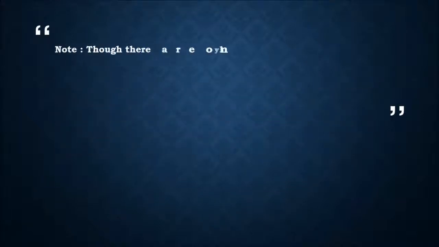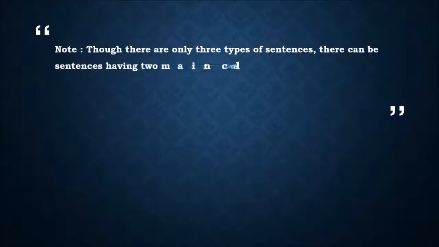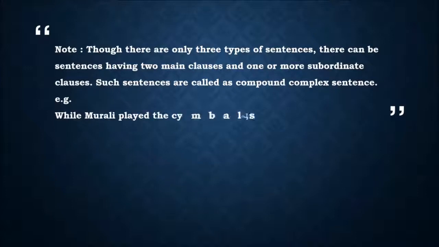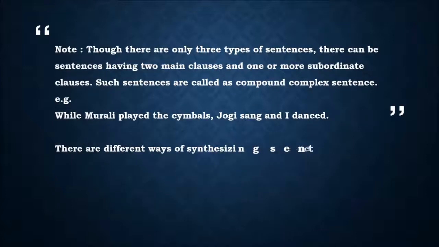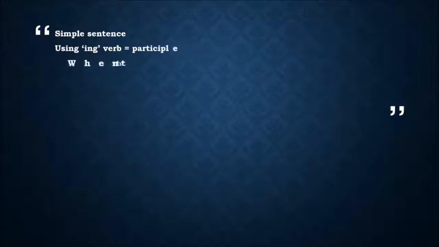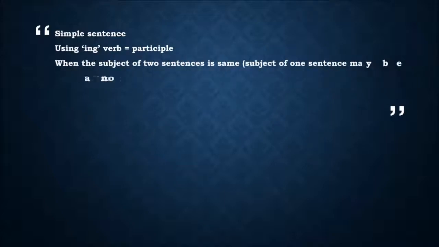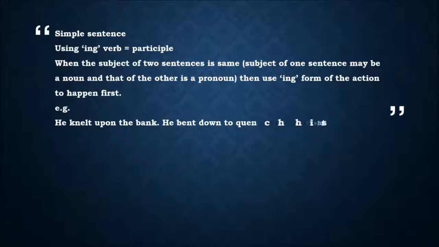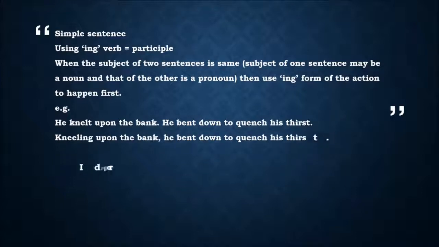Note: though there are only three types of sentences, there can be sentences having two main clauses and one or more subordinate clauses. Such sentences are called compound complex sentences. E.g. While Murali played the cymbals, Chigi sang and I danced. There are different ways of synthesizing sentences to form simple, compound or complex sentences from more than one sentence. Simple sentence: 1. Use the ing form of the verb, the participle, when the subject of two sentences is the same. If the subject of one sentence is a noun and that of the other is a pronoun, then use the ing form of the action to happen first.